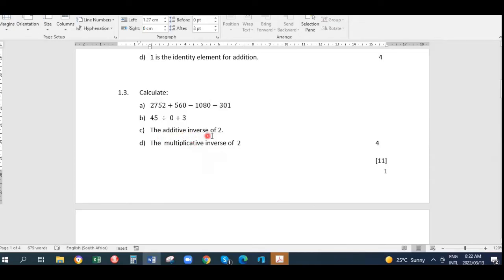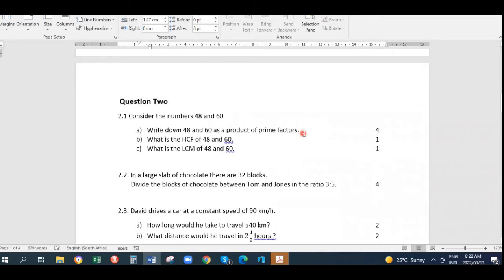The additive inverse of 2 will be -2, because 2 plus -2 will give you your identity element of 0. So the additive inverse for 2 will be -2. The multiplicative inverse of 2 is 1/2, because 2 times 1/2, that's a half, will give you 1.